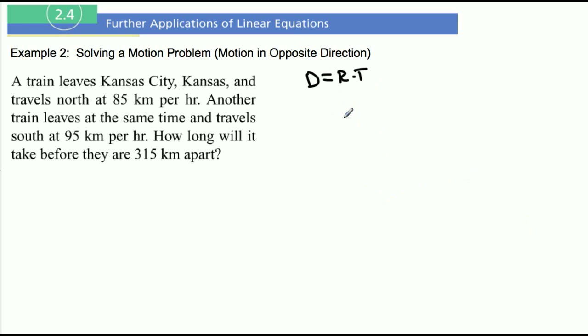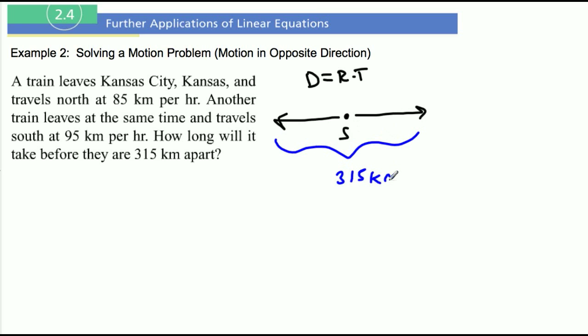And just so that we have a little graphic, say they start here, one's traveling one way, one's traveling the other way right here. And we want to know when they are both going to be 315 kilometers apart. That's the goal: one's traveling in one direction and the other in the other direction. So when are they going to be 315 kilometers apart?